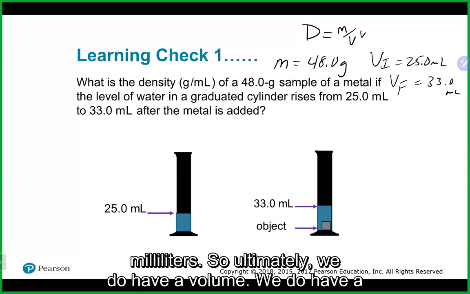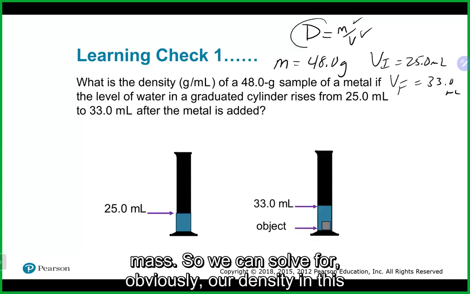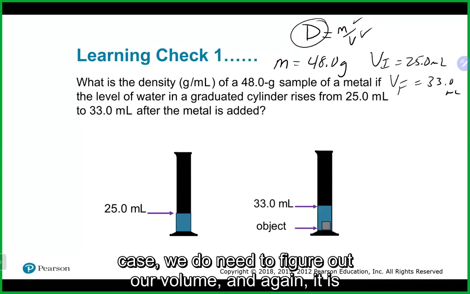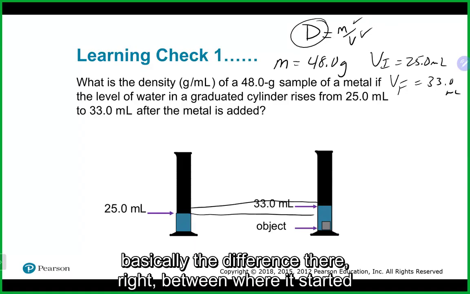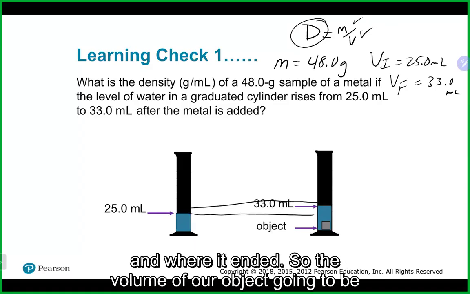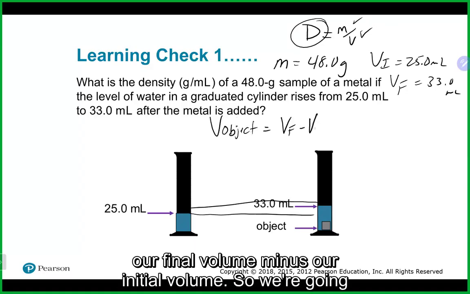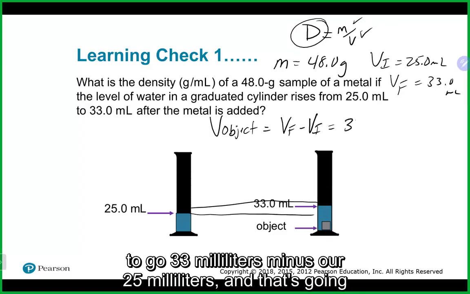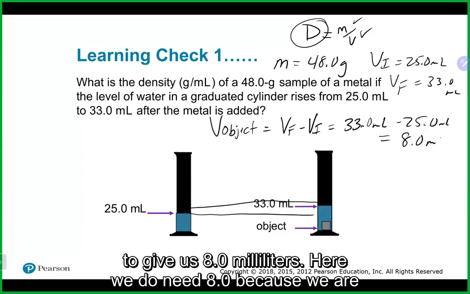So ultimately, we do have a volume, we do have a mass, so we can solve for our density in this case. We do need to figure out our volume, and again, it is basically the difference between where it started and where it ended. So the volume of our object is going to be our final volume minus our initial volume. So we're going to go 33 milliliters minus our 25 milliliters, and that's going to give us 8.0 milliliters.